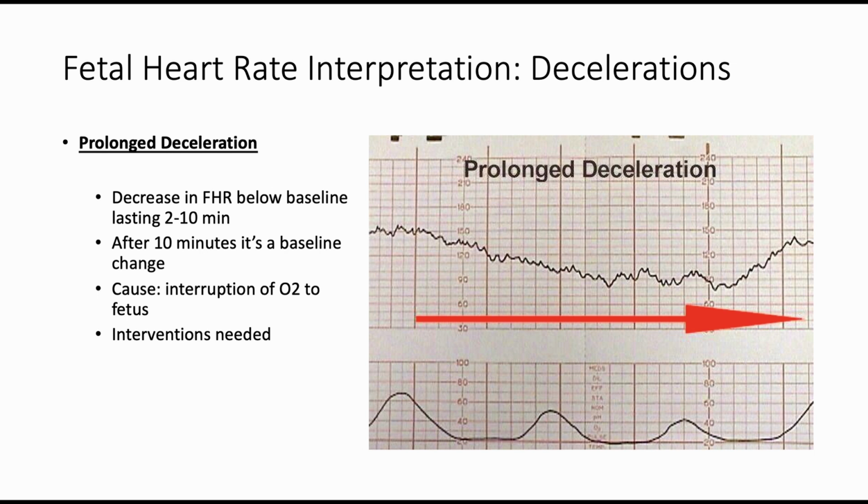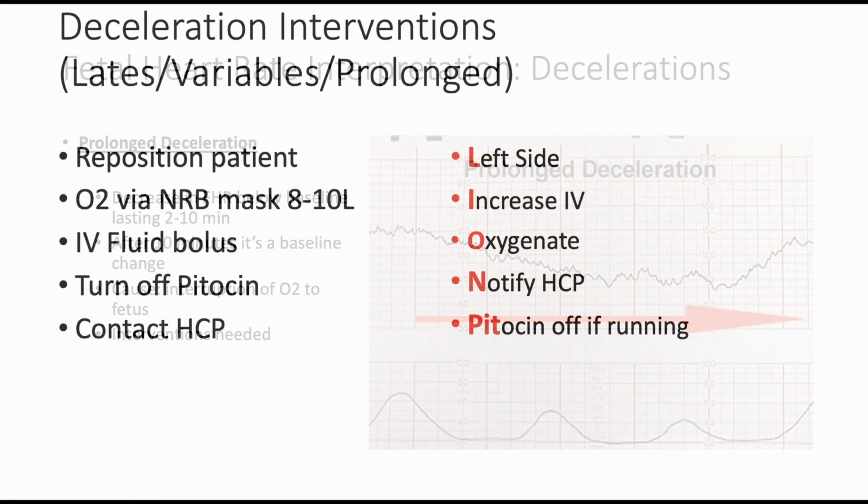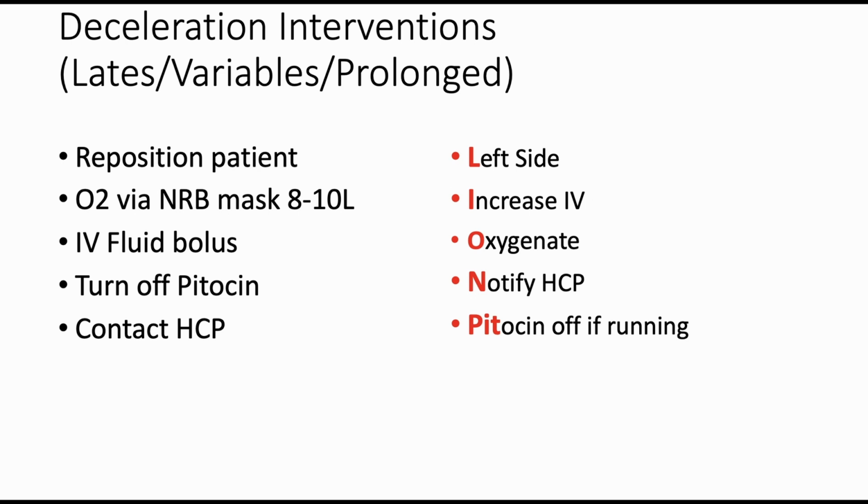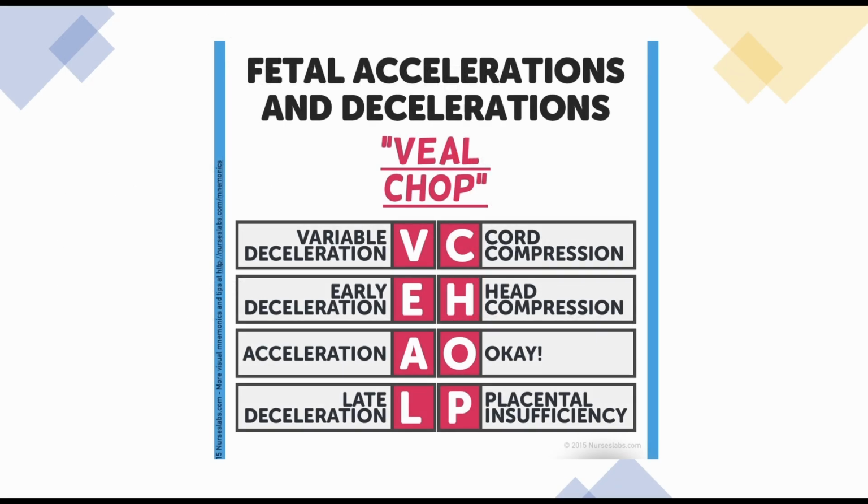We would do the same interventions right at the start, but just know that by minute 5, we should not still be watching this. That's just way too long for the fetal heart rate to be down. That's LION PIT, right? The other way to remember it is VEAL CHOP, right? So VEAL CHOP, if you line up VEAL CHOP next to each other, variable decel is cord compression, early decel is head compression, accelerations are okay, and late decels are placental insufficiency.